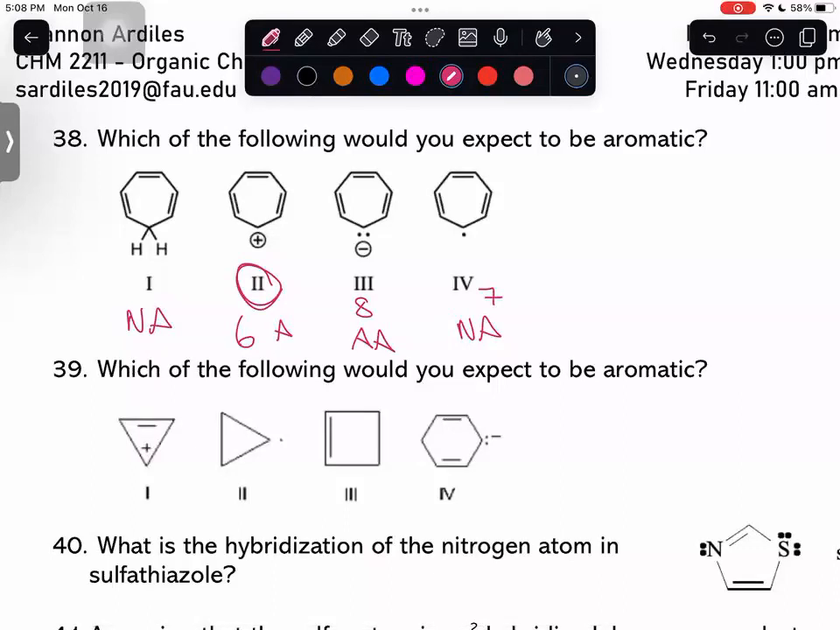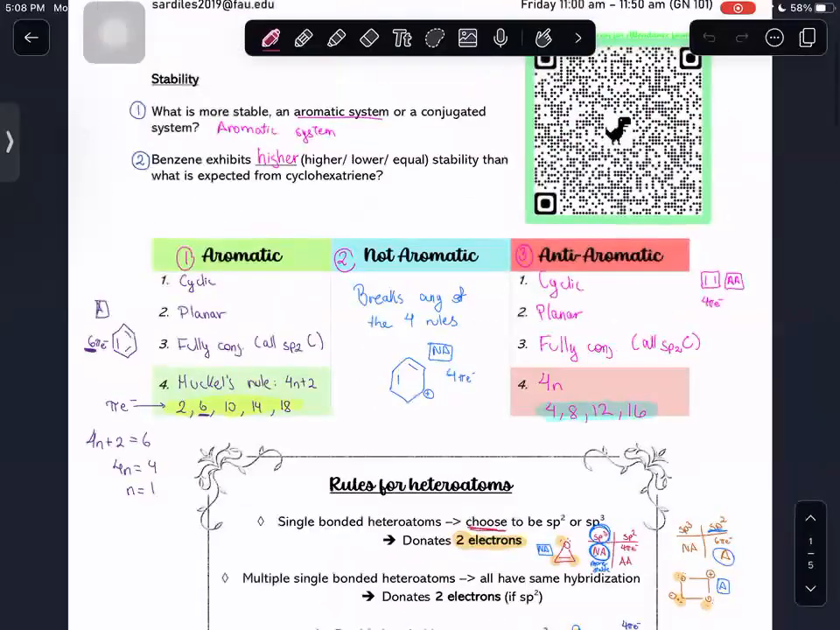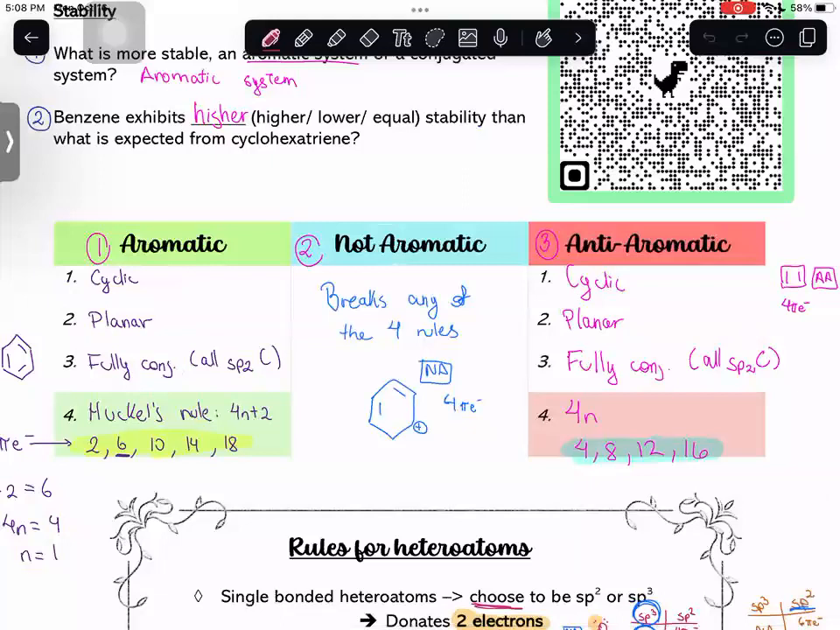So in the aromatic, it follows. I'm gonna pull out the table actually. That's a great idea actually. That was good. So that's your table. Non-aromatic, it breaks any of the 4 rules from aromatic. And then anti-aromatic has pretty much the same exact rules as aromatic. The only difference is that bottom part, the one that's highlighted.